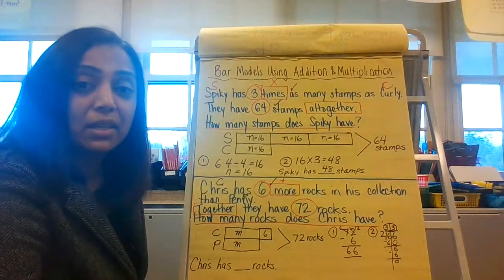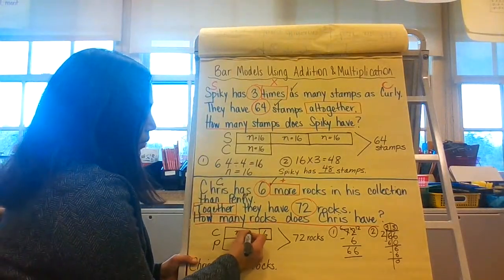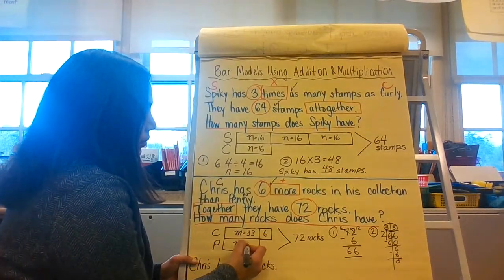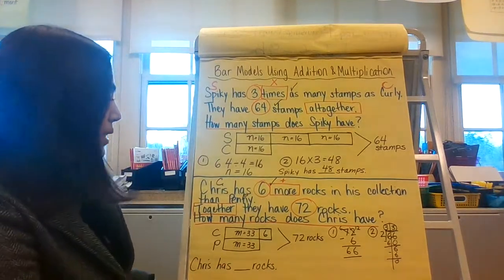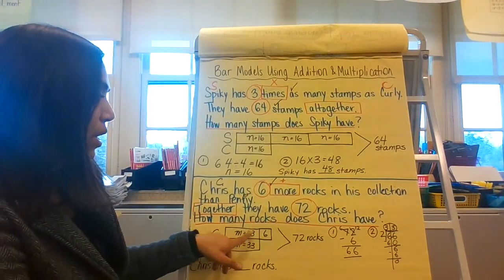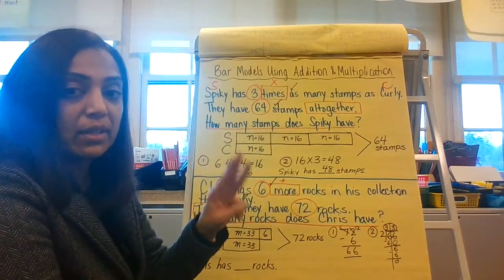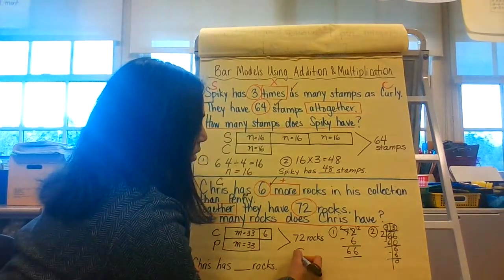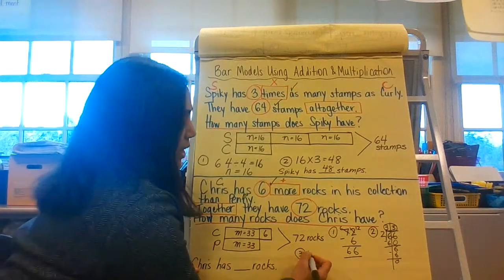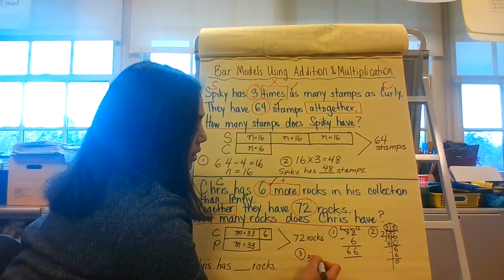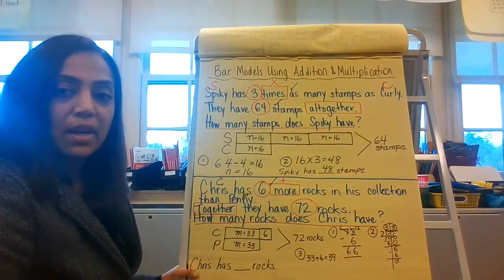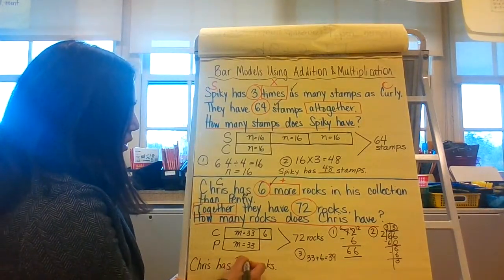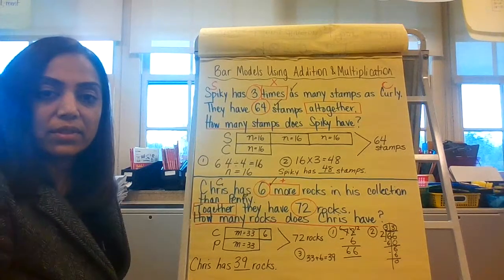What does that mean? That's this M right here. That's that M. And so what does that mean? How many does Chris have? I still have to do step 3. Step 3, I'm going to bring it right here, is 33 plus 6, which is 39. And so we can say Chris has 39 rocks.